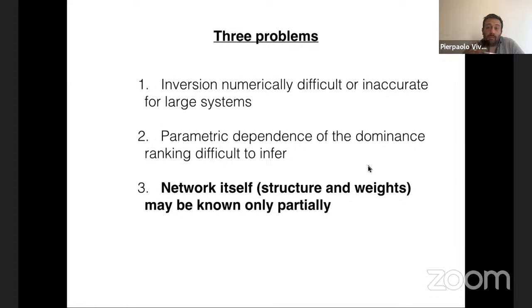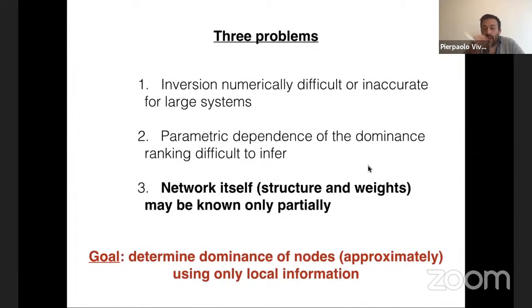But the main problem here is that in many situations of practical interest, it is the network itself, in terms of structure and weights, that may not be known or may be known only partially. And this is a big problem, because if you don't know the precise structure and weights of the network, how can you infer the dominance relations on that network? That's the problem that we are trying to address in full generality, namely to determine the dominance of nodes, even if approximately, but accurately, using, if possible, only local information about nodes. So foregoing completely or mostly the detailed and accurate knowledge about the interaction matrix.